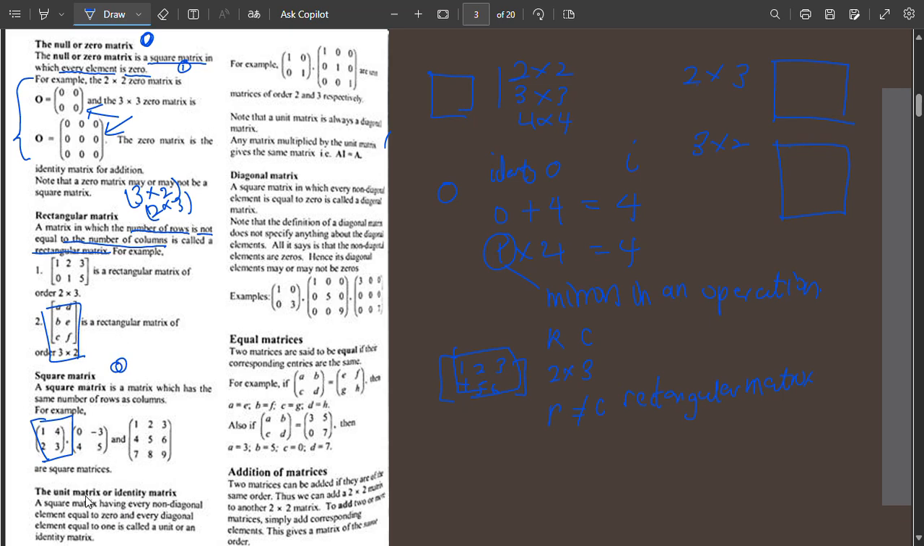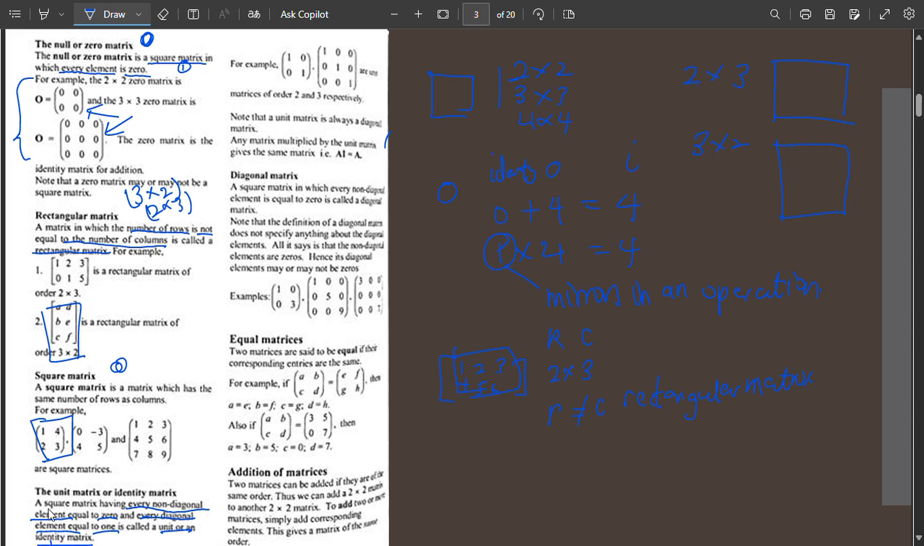Let's look at the next one, unit matrix or identity matrix. A square matrix having every non-diagonal element equal to 0 and every diagonal element equal to 1 is called a unit or an identity matrix, right? So let's see the keyword in here. We have every non-diagonal element, this is 0, and every diagonal element is 1. It's called the unit or identity matrix.